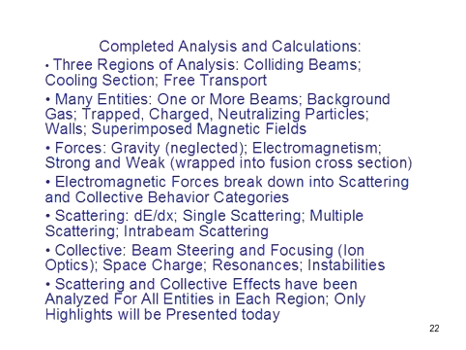There are many entities in each region. There can be one or more beams, background gas, trapped charged neutralizing particles, walls, and superimposed magnetic fields. The 4 known forces are gravity, electromagnetism, and the strong and weak forces. Fortunately, gravity can be neglected because it is so weak, and the strong and weak forces are wrapped into the fusion cross-section for the analysis. This leaves the electromagnetic forces as the only forces that we need to analyze in detail.